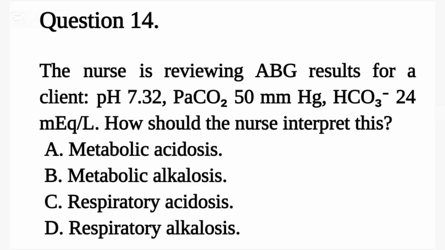Question 14. The nurse is reviewing ABG results for a client. pH 7.32, PaCO2 50 millimeters of mercury, HCO3 24 milliequivalents per liter. How should the nurse interpret this? A. Metabolic acidosis. B. Metabolic alkalosis. C. Respiratory acidosis. D. Respiratory alkalosis.